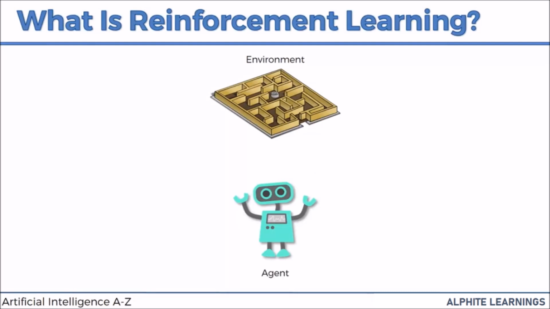So we have an agent. The maze is the environment, and the agent is the artificial intelligence. The agent is the mind that is going to navigate this environment and learn from the feedback it is given in order to perform certain actions.